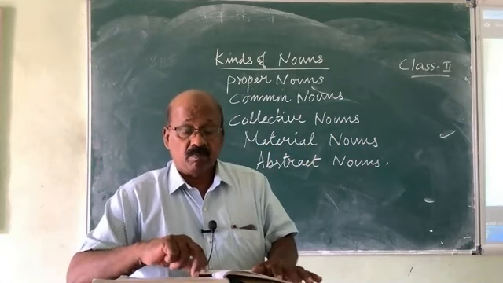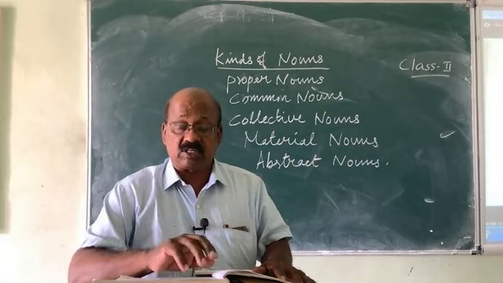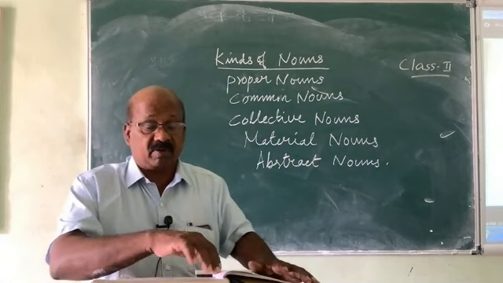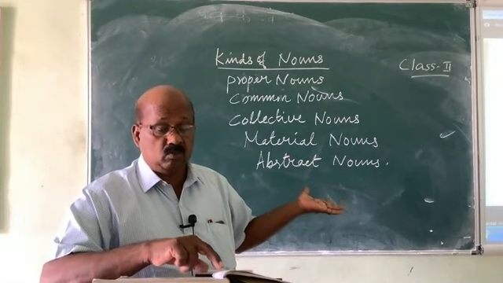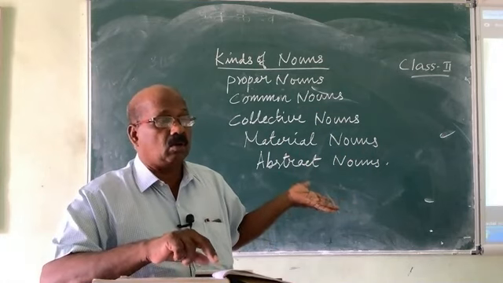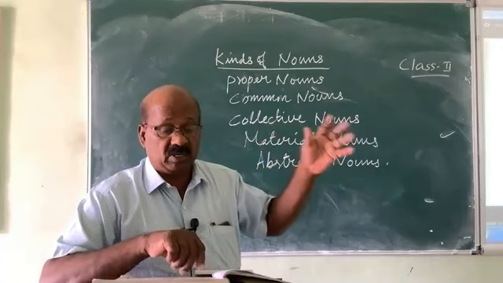Material nouns. They are the names assigned to various materials or substances which make up different things. For example, oil, sugar, wood, water, paint. All these are names of some materials. So they are known as material nouns.